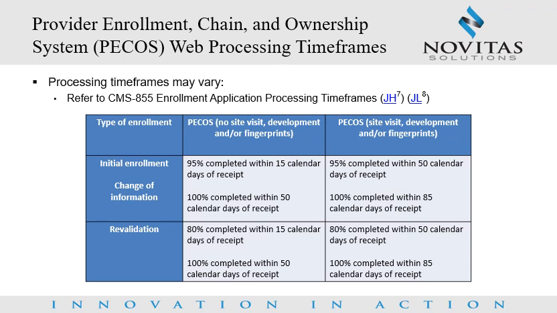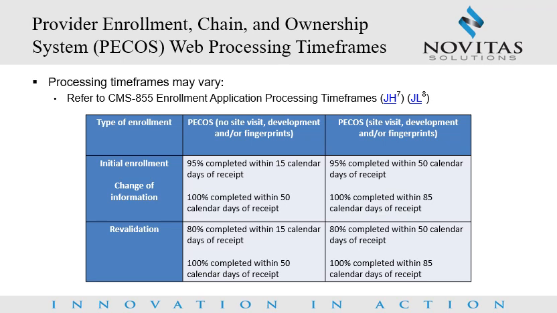For PECOS initial enrollment and change of information applications that do not require a site visit, development, and/or fingerprints, 95% are completed within 15 calendar days of receipt, and 100% are completed within 50 calendar days of receipt.